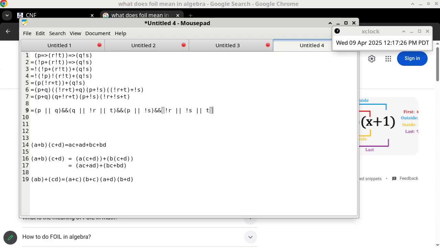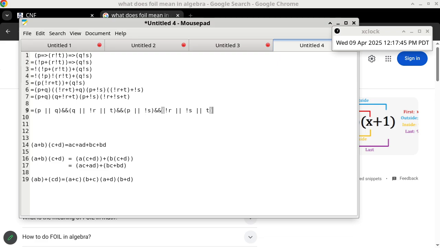Yep, so this is the C++ way of expressing exactly the same thing. So, yep, that is the whole answer. I don't see any way to simplify that any further, so this is it.